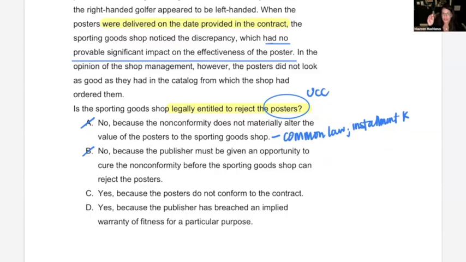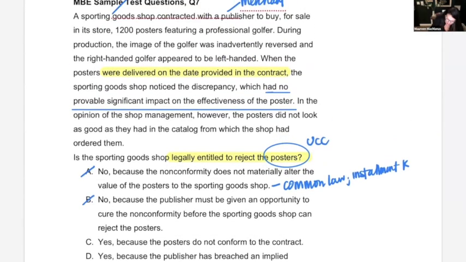That looks all right, right? Because it's perfect tender. And then D, yes, because the publisher has breached an implied warranty of fitness for a particular purpose. This actually contradicts the facts. It goes beyond the facts a little bit. I don't think you can actually say that it has breached an implied warranty of fitness for a particular purpose, because it says in the facts also there's no provable significant impact on the effectiveness. So a poster is there to sell you something, to help you sell a good, right? Like you've got a pro golfer with that. So here, it doesn't necessarily breach an implied warranty of fitness for a particular purpose. Number one, because it's to sell and it's going to. But just because it's different doesn't mean it's breached that warranty. So it goes beyond the facts. So C is our correct answer here.